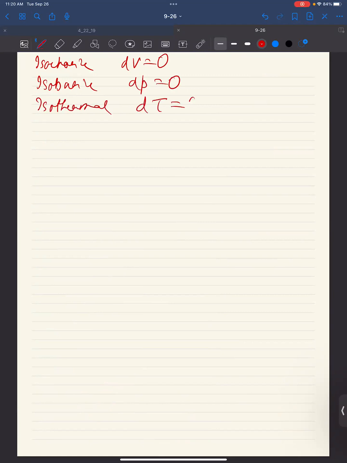The other terms that we encounter a lot are isochoric. What does this one mean? No change in volume. dV is equal to 0. Then we have isobaric. dP is equal to 0. Then we have isothermal. dT is equal to 0. Later, we will see more examples of things like isenthalpic and others. Okay, so these are the 5 that exist.